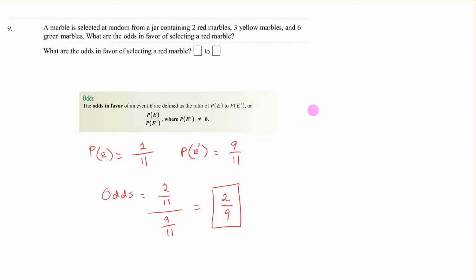So the odds are the probability that it will happen divided by the probability that it won't. And when you have a complex fraction, you flip this guy and multiply. So you have 2 over 11 times 11 over 9. Those cancel out, and you are left with 2 over 9, which is your odds. That's the odds that you will get a red marble.